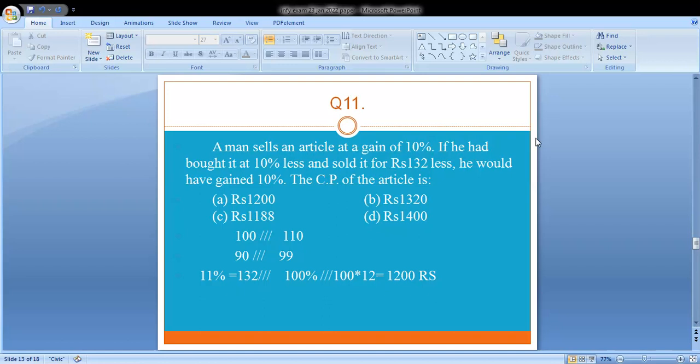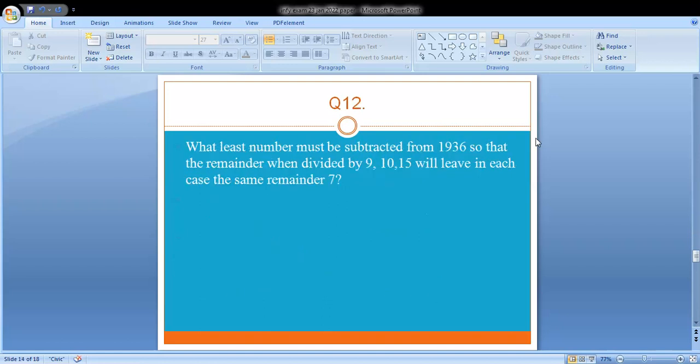We are going for the next one. What least number must be subtracted from 1936? Least number, whenever the question says we have to take the LCM, so the remainder is divided. Remainder when divided by 9, 10, and 15 will leave in each case the same remainder. What least number must be subtracted from 1936 so that the remainder when divided by 9, 10, and 15 will leave in each case the same remainder 7.